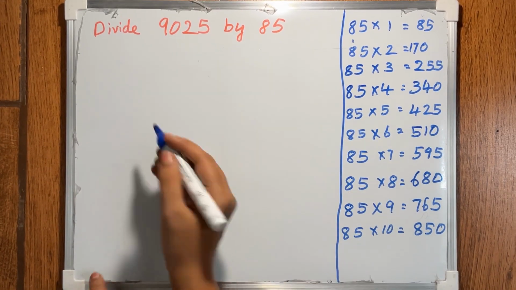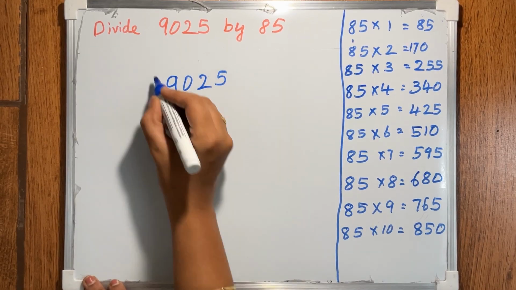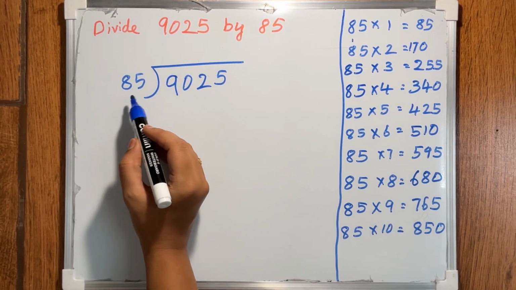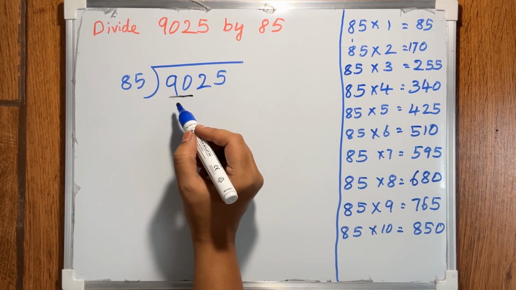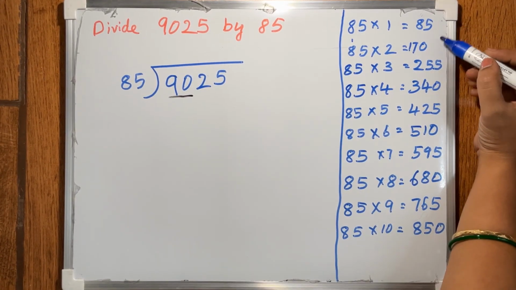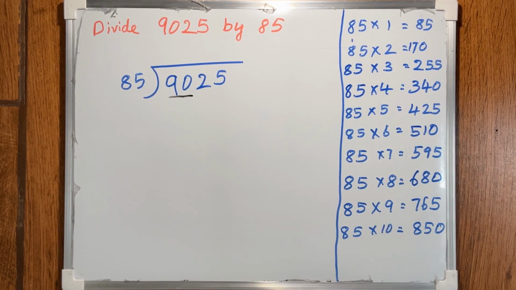large numbers. Now let's write the problem. 9025 divided by 85. As the divisor has 2 digits, we will take 2 digits in the dividend also. So we will check how much 90 comes in the 85 table. 90, see, 85 twos is 170. So we have to select 85, that is ones.